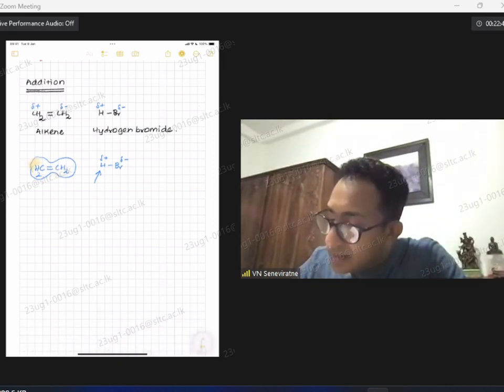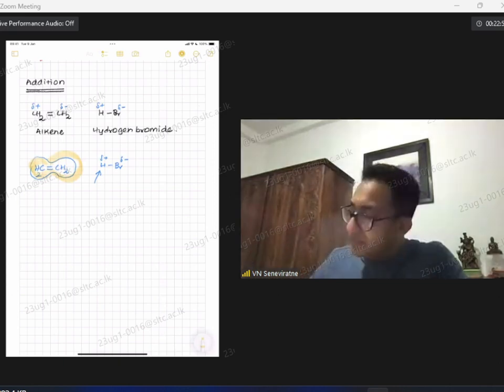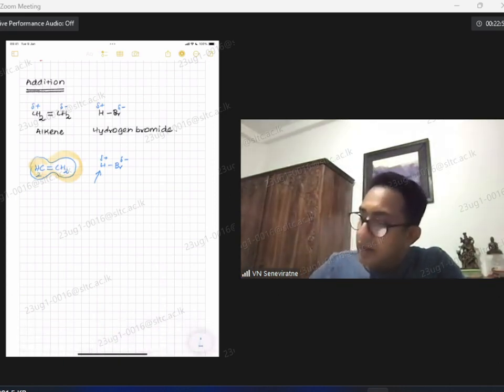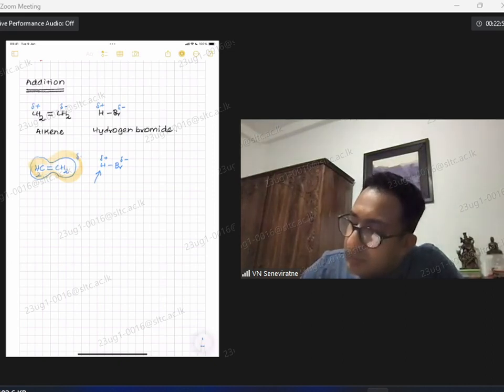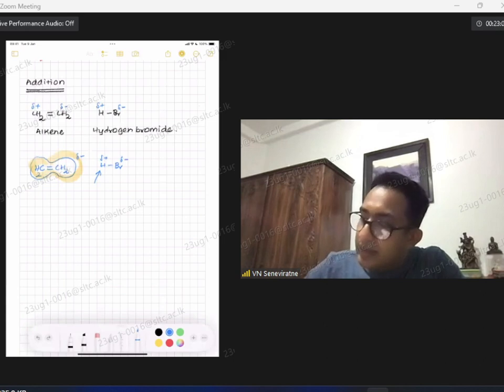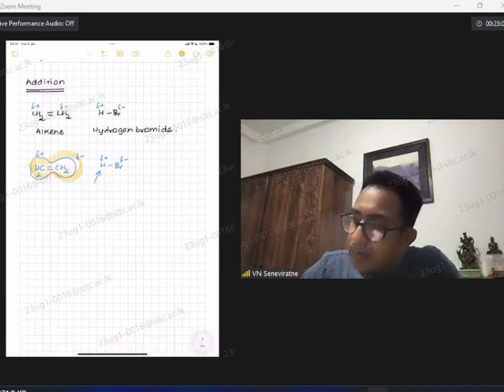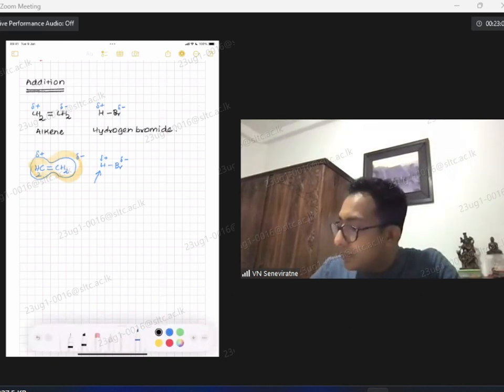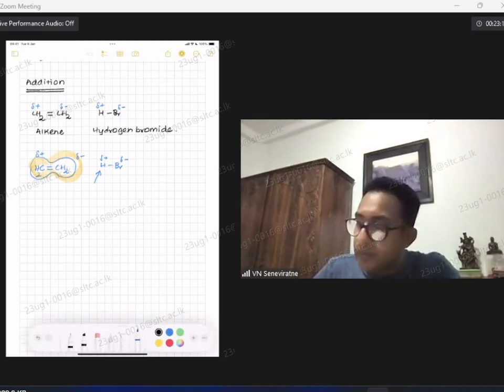It will minimize the electron cloud from this side, and this maximizes the electron cloud to this side. It attracts towards this side, right? So we get a delta negative character on this side, and then there's a delta positive character on the other side. Clear? So now we need to show how the electrons move.